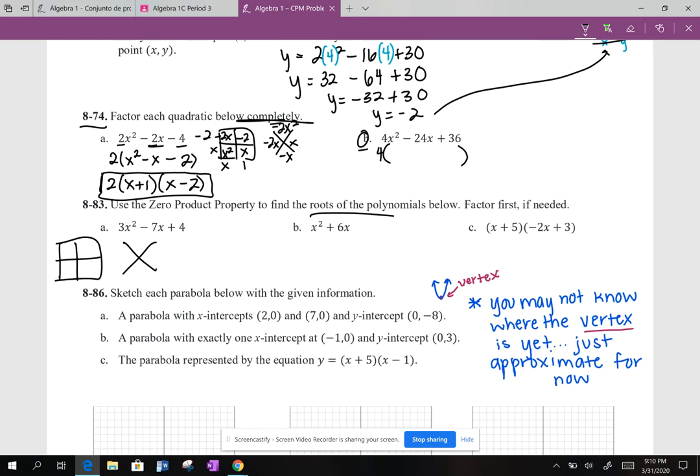Diamond, rectangle, 3x squared here, 4 here. 3x squared times 4 is 12x squared. That goes up here. Negative 7x down here. Negative 3x times negative 4x is 12x squared. Negative 3x plus negative 4x is negative 7x. Okay, put that back into your rectangle.